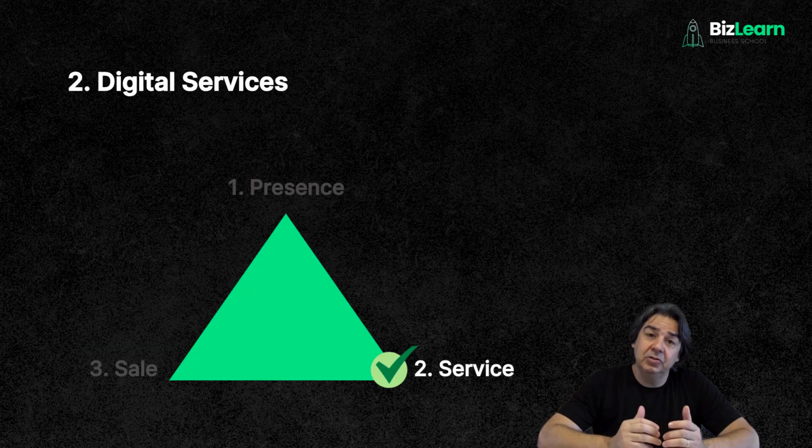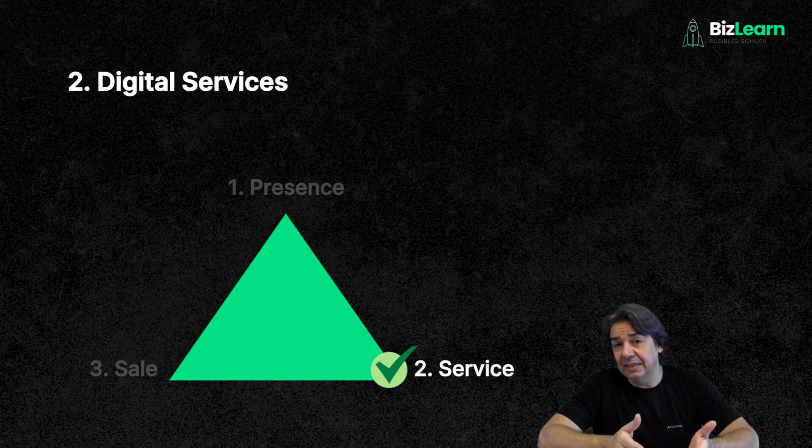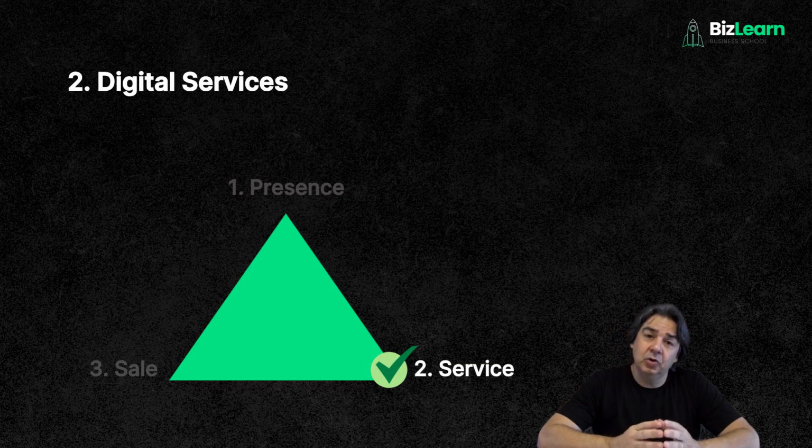The second stage of the strategy is the provision of services through digital channels. In this phase, the company is no longer limited to being present online, but begins to actively interact with its audiences, offering services, support and relevant content that builds customer loyalty and improves the consumer experience.